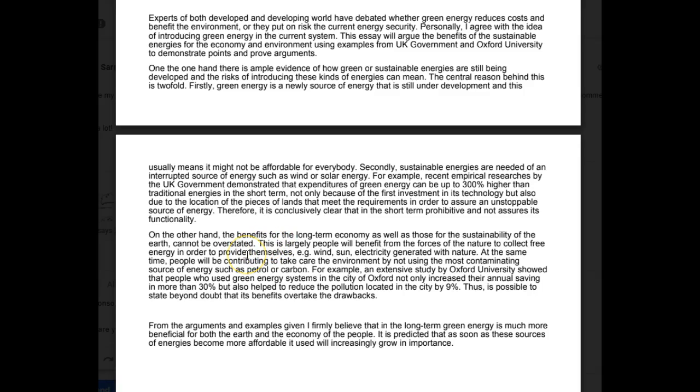All right, so to finish, let's see. "From the arguments and examples given, I firmly believe that in the long term, green energy is much more beneficial for both the earth and the economy of the people. It is predicted that as soon as these sources of energy become more affordable, its use, or rather their use," because it's these sources, "so their use will increasingly grow in importance." All right, that's fine.